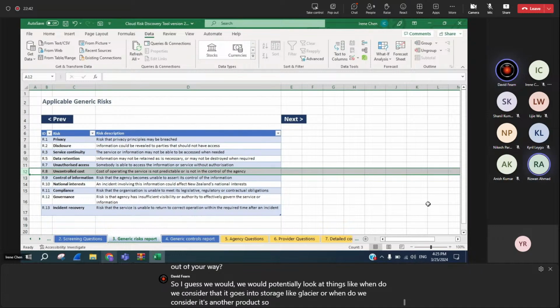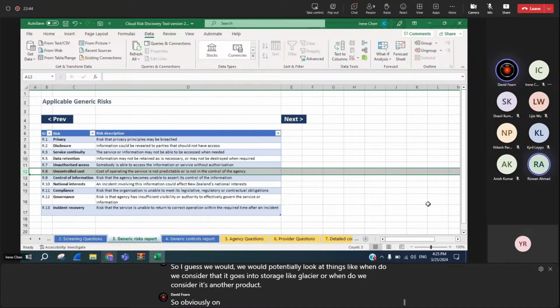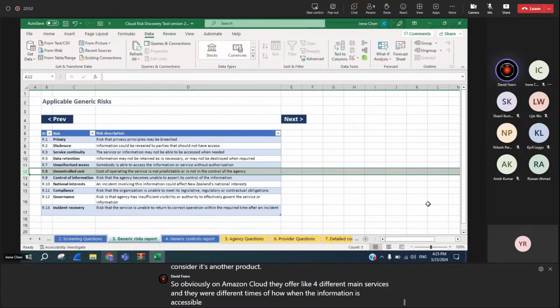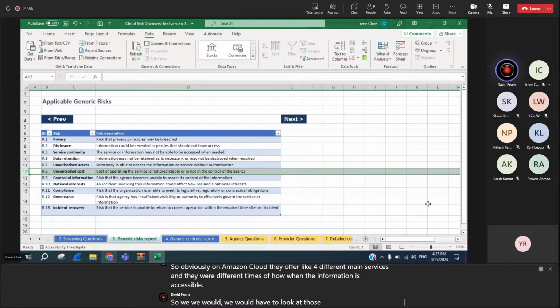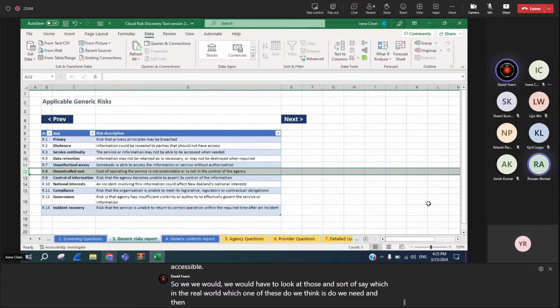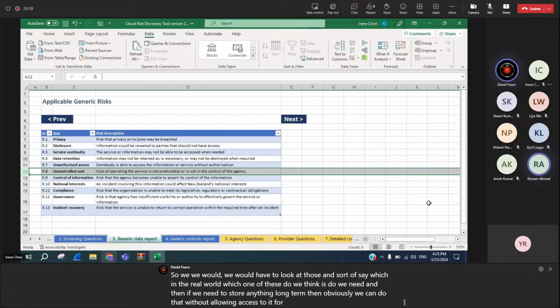So obviously on Amazon Cloud, they offer like 4 different main services, and they offer different times of how, when the information is accessible. So we would have to look at those and say, in the real world, which one of these do we think we need? And then if we need to store anything long term, we can do that without allowing access to it for everyone, but only certain people.